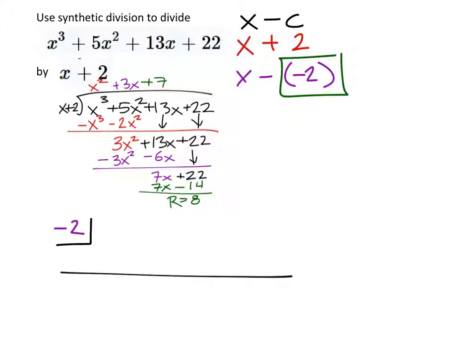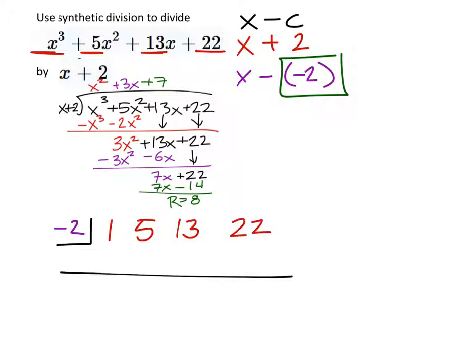Now, the rest of the values, I'm just looking for the coefficients of the numerator, or I guess that was the dividend. So, if I went along this, I've got x cubed, its coefficient was 1. I'm just listing these left to right. The coefficient of x squared was 5. The coefficient of x was 13. And then x to the power of 0, essentially just the constant, is 22.